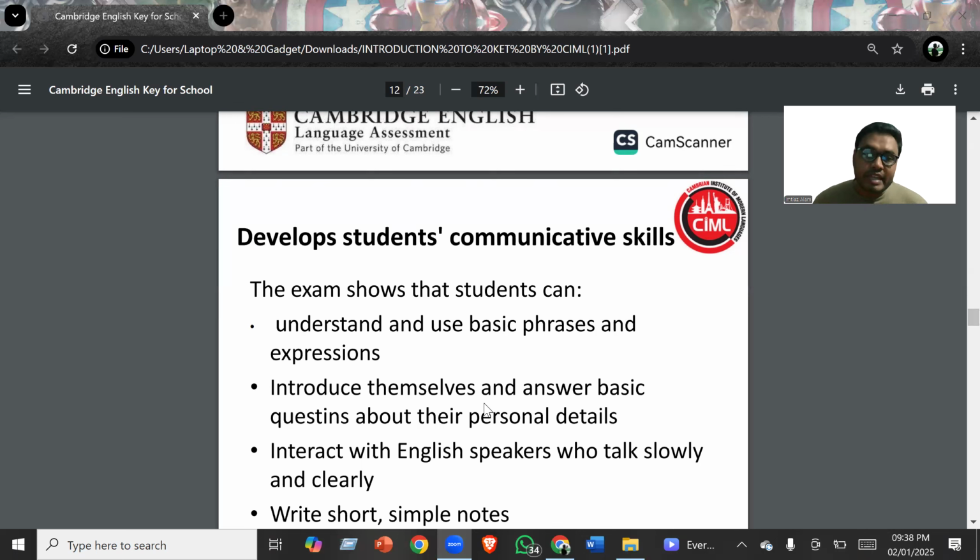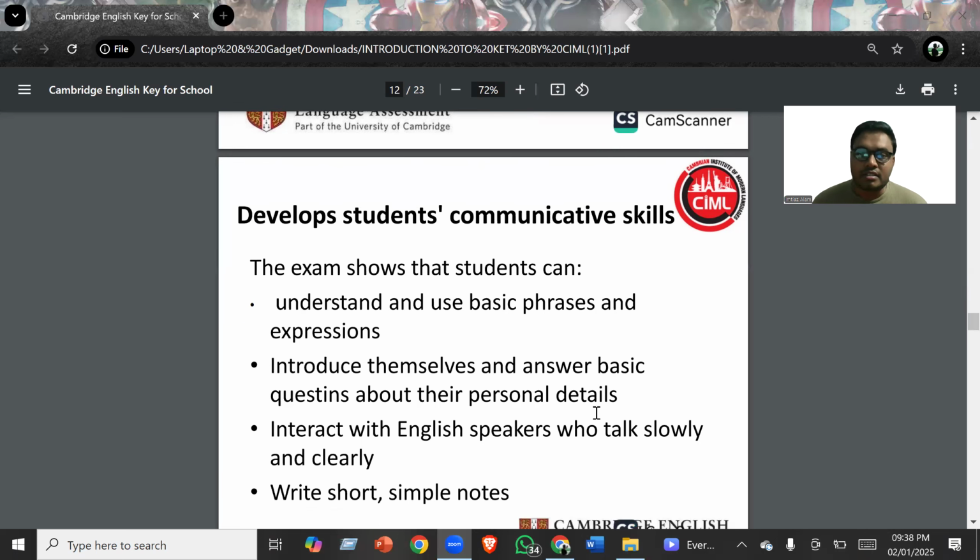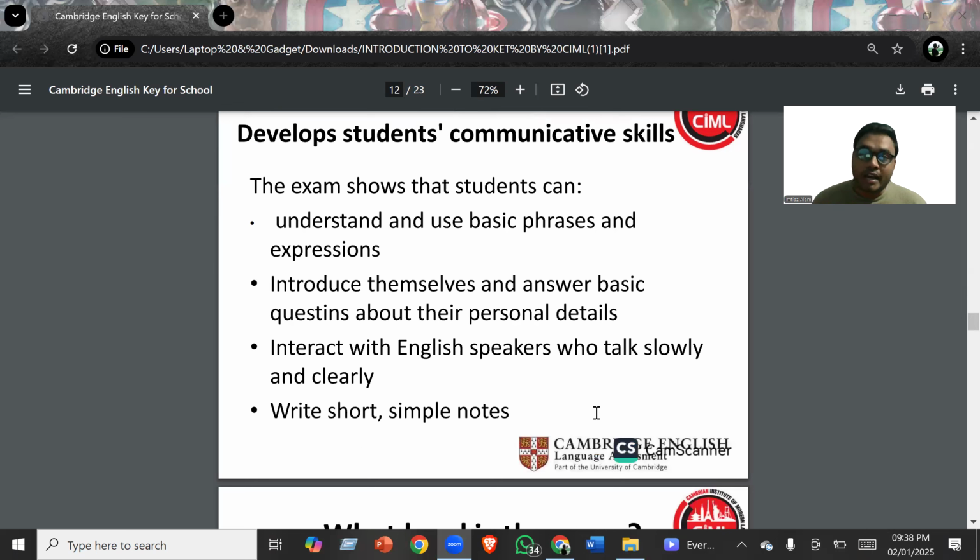Now, introduce themselves and answer basic questions about their personal details. So, whenever people ask you about yourself or your internal life or outer life, you will be able to answer those things in a basic way. Okay, so your basic answers will be made through this. In these trainings, when you finish your education as far as the Key for Schools is concerned, you will be able to answer all these things in a basic way.